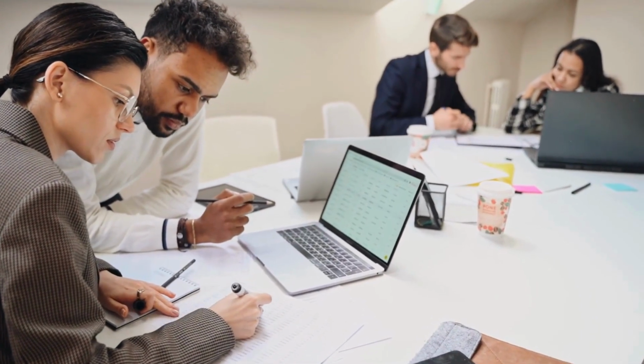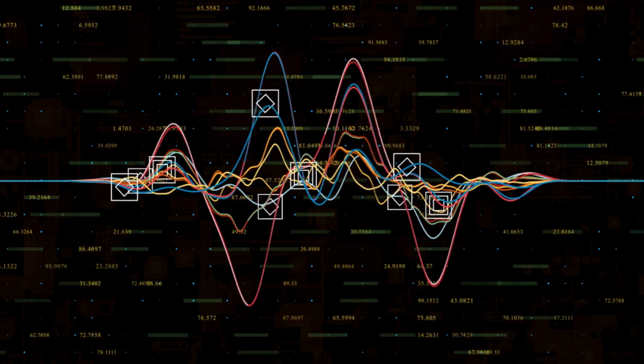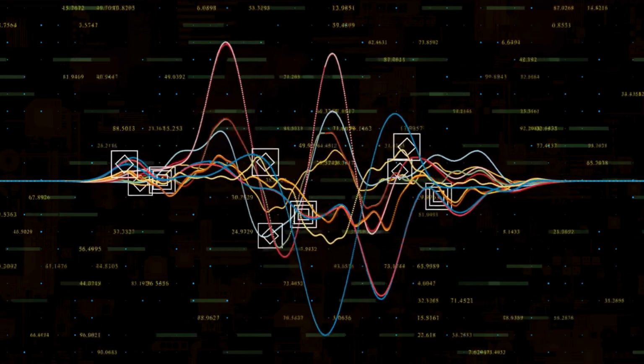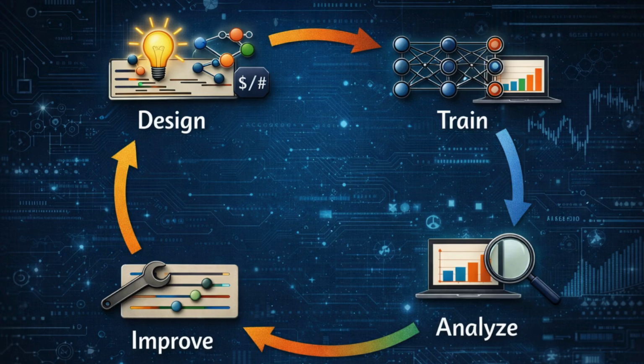You don't build a perfect system from day one. Instead, developers build an initial model, analyze its performance and mistakes, and then cycle back to improve the model or the dataset. This continuous cycle is design, train, analyze, improve.